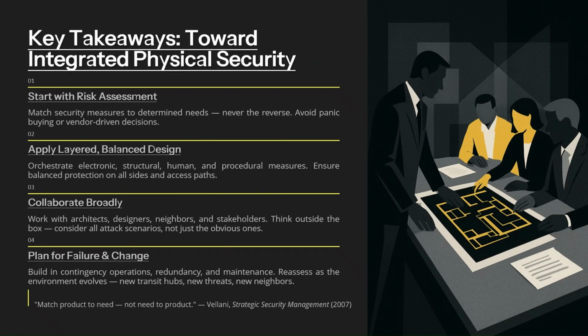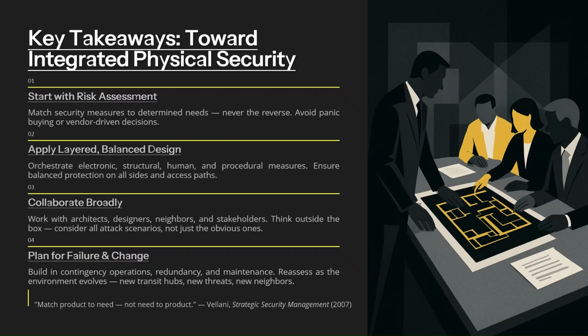As we conclude this chapter, let's bring together the key insights. Effective physical security design always begins with risk assessment. Without understanding the threat landscape, any design effort is incomplete. Next, security must be layered and integrated, combining physical measures, technology, and procedures into a unified system. No single control is sufficient on its own.